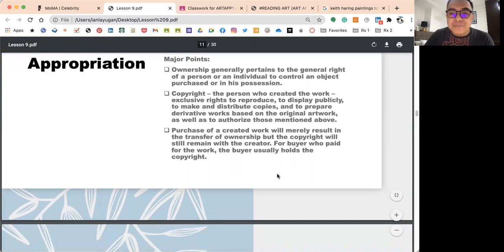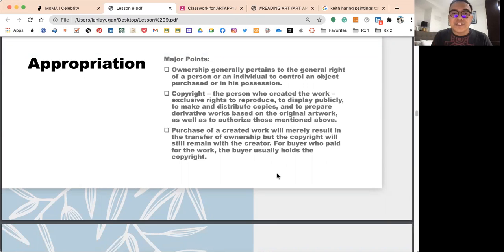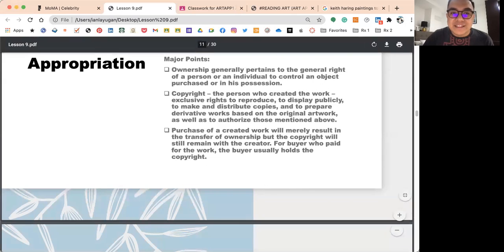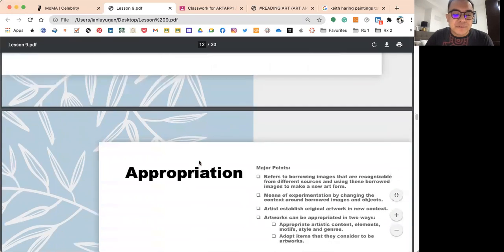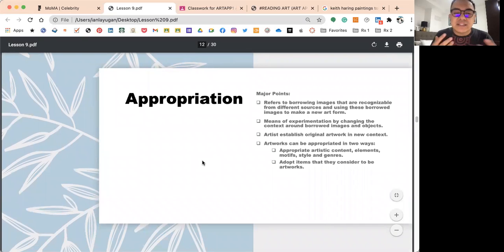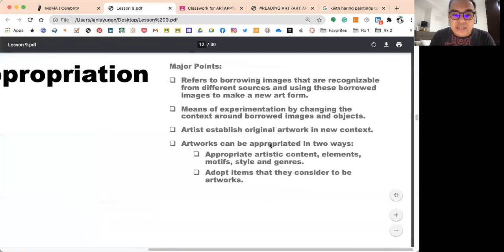Ikaw lang yung nakakuha nung, parang ang point lang yan, yung painting kasi isa lang yung nagawa, 'di ba? But if it's like a book, a novel, for example, I'm reading Haruki Murakami right now, and I bought it. I have this Murakami book, but I only bought a part of it. It's like buying stuff related to it, but the ownership is still with him, with the artist or the writer. Ayun. So, purchase of a created work will merely result in the transfer of ownership. So this is a lecture more on the ethics.